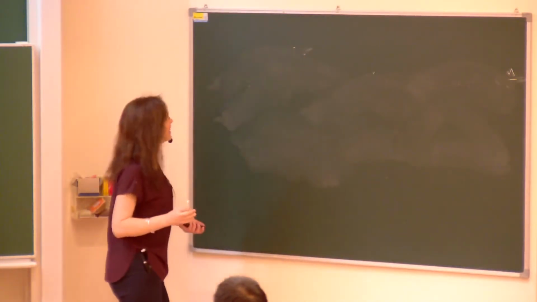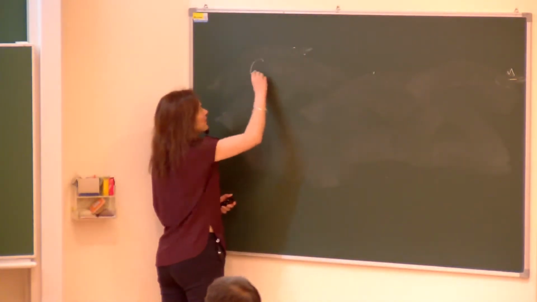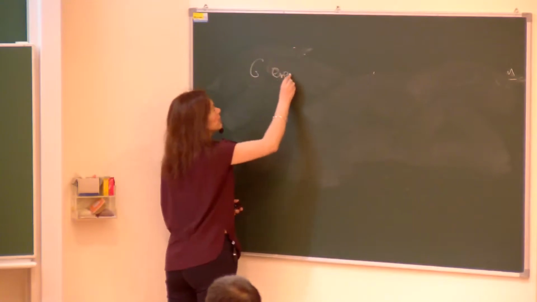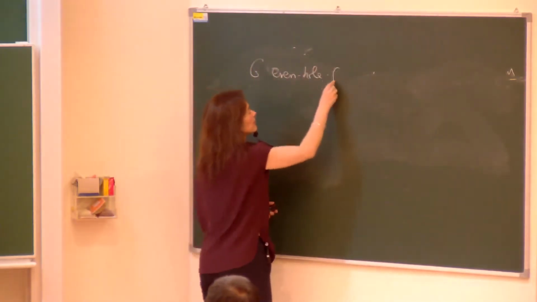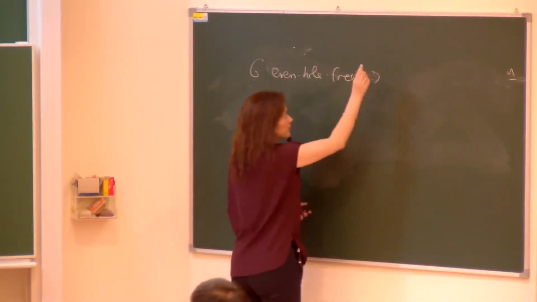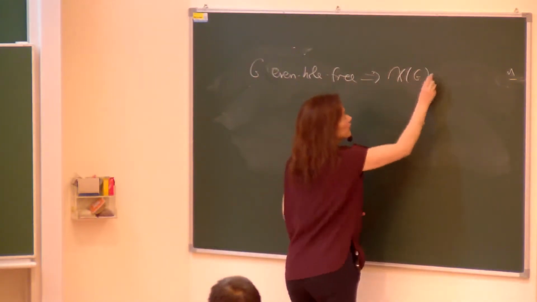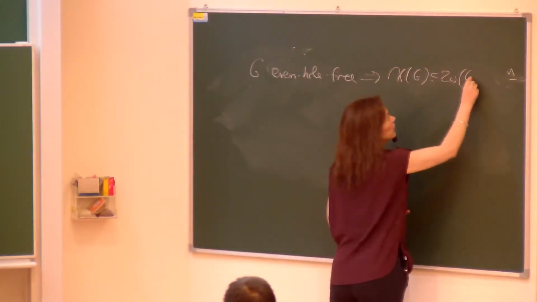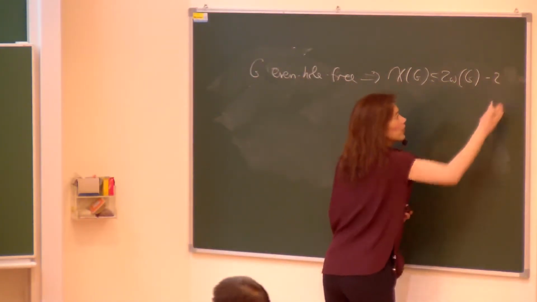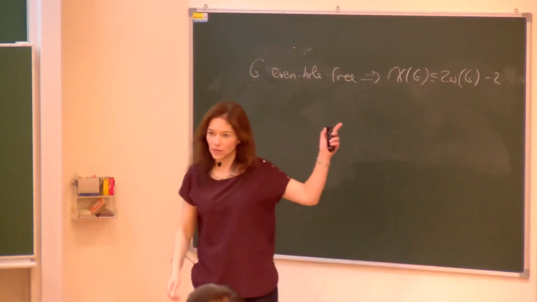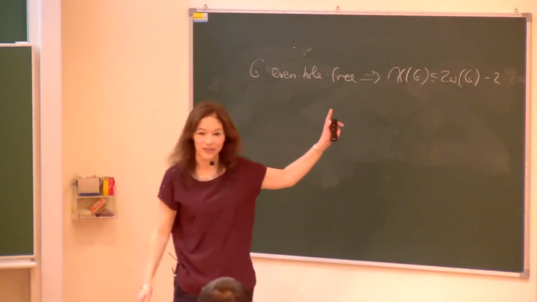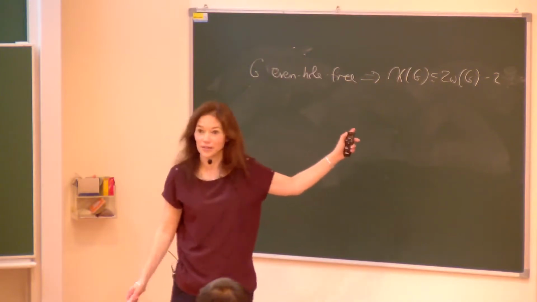Okay, so I'm proving that if G is even hole free, then pi of G is at most 2 omega of G minus 2. So it's not perfect, but it's pretty good. The chi-bounding function is linear, which is very rare.